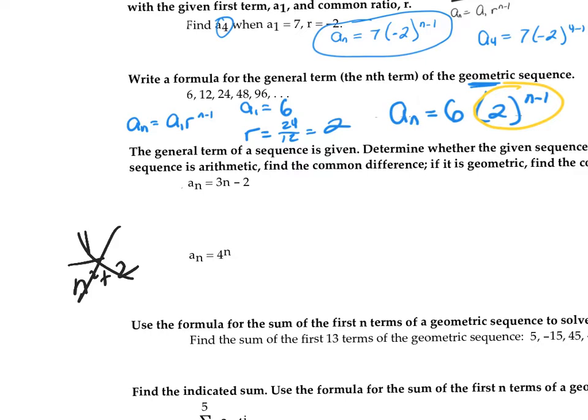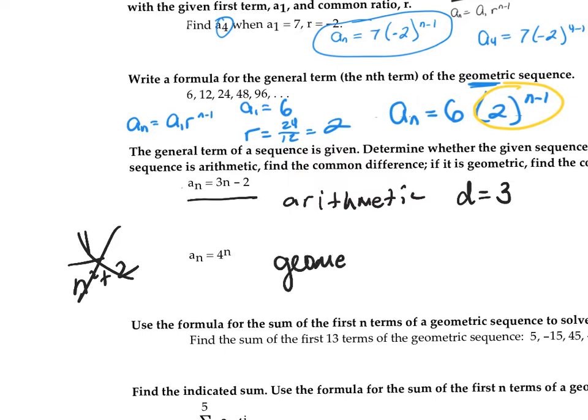In this first example, is this arithmetic or geometric? Arithmetic, good. What is the common difference? What are you adding or subtracting every single time in this one? 3. Perfect, 3 times whatever number. What is the second one? Geometric, because your n is in the exponent. What's my common ratio? What are we multiplying by every time? 4. Perfect. You guys okay?